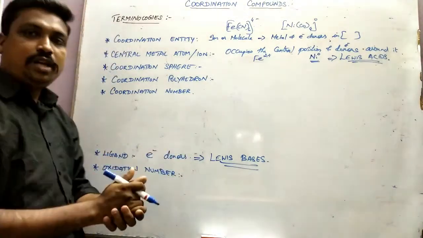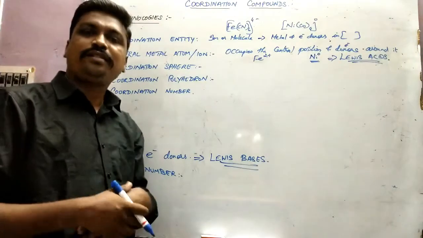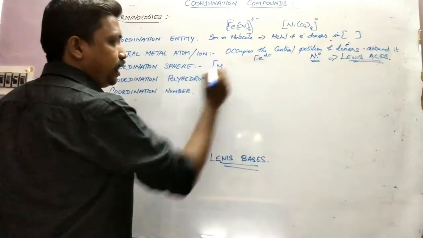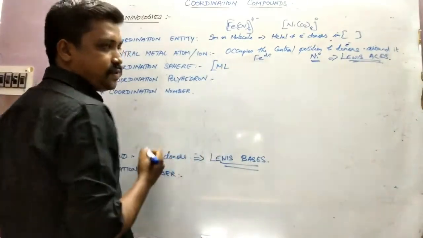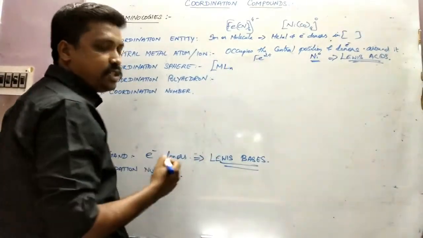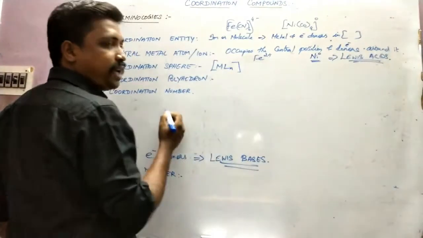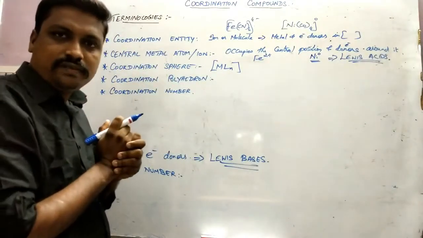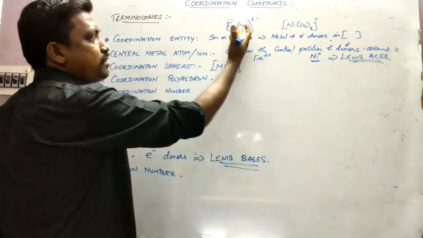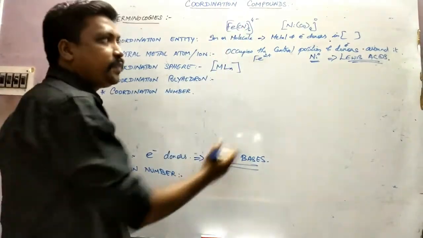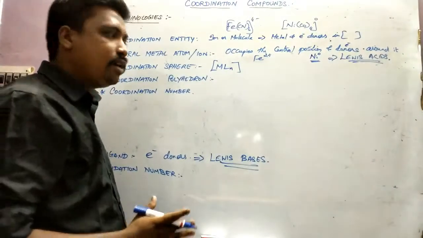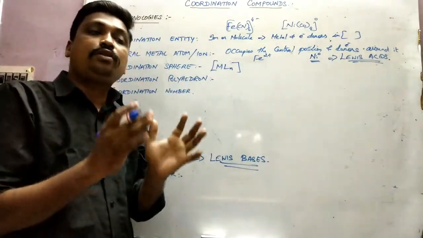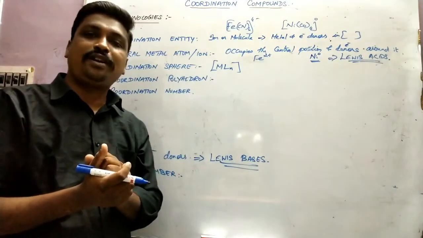Right. Then coordination sphere. What is a coordination sphere? Usually the central metal and the ligands, n number of ligands it may be, are enclosed in a square bracket, which is called the coordination sphere. Here, consider, this is a coordination sphere. The metal along with the ligands enclosed in a square bracket is called the coordination sphere.